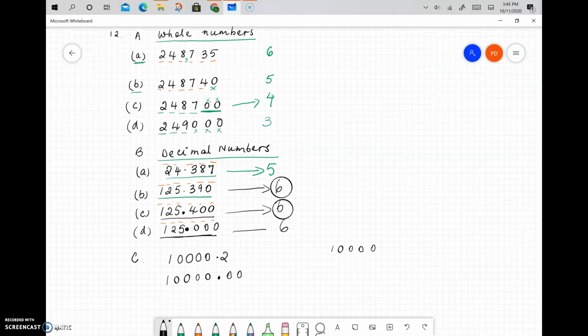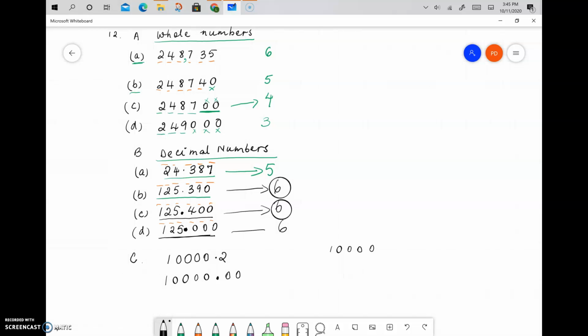Now let's look at a few more examples. We have 10,000.2. Notice that there is a whole number, then a decimal point, and then the decimal value of the number. The minute it's a decimal number, you only look at the decimal place values to determine the number of significant digits. Notice that's a 2, so that does count and everything before that counts. So we have 1, 2, 3, 4, 5, 6. There are 6 significant digits in this number.